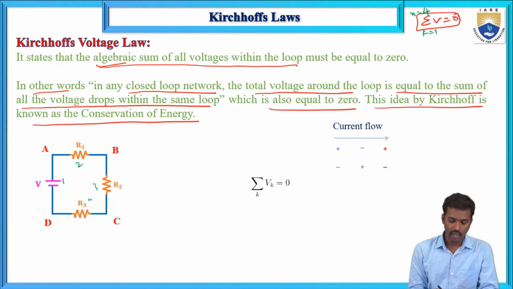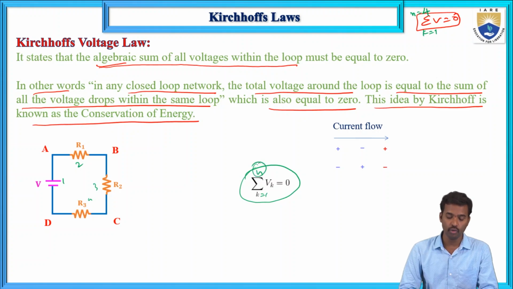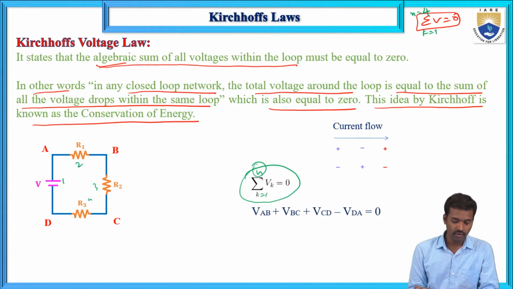This is the algebraic sum of total voltages in a loop equals 0. So this algebraic sum, K equals 1 to N. N is the number of elements in the loop. K is the kth element voltage. If you apply KVL, the algebraic sum of all voltages must be 0.